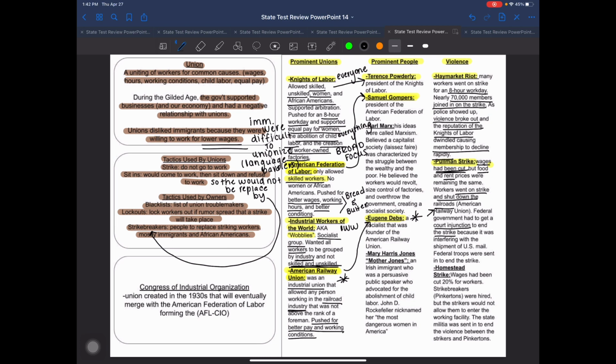Their reasoning was because it interfered with the shipment of U.S. mail. And, you know, it's still a crime today to affect anything that has to do with our mailing service and preventing mail from getting to where it's going. And eventually, the federal troops are going to be sent in, and there's going to be an extremely violent end brought to this strike.